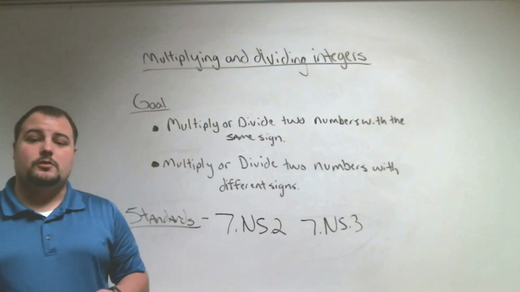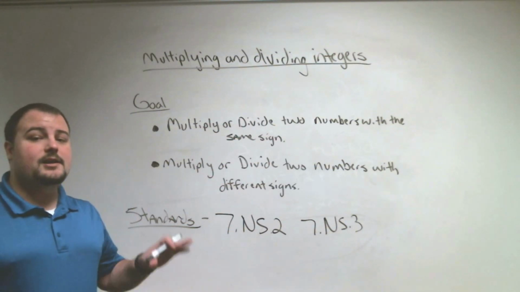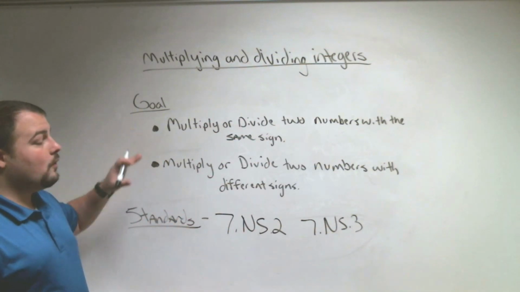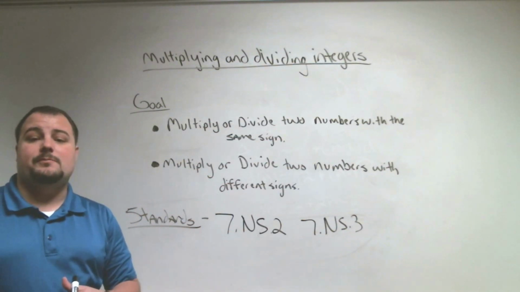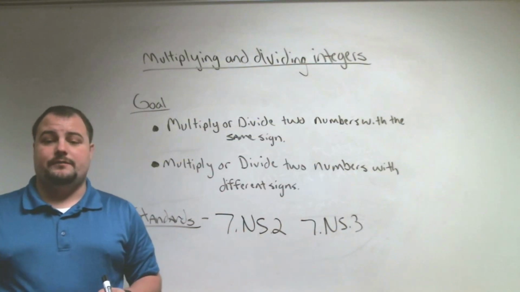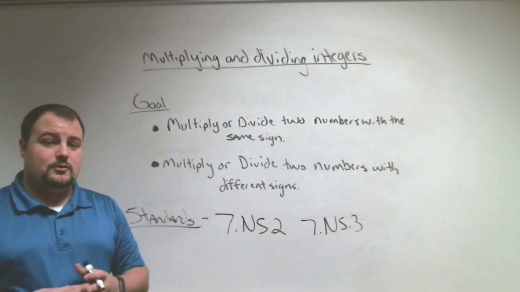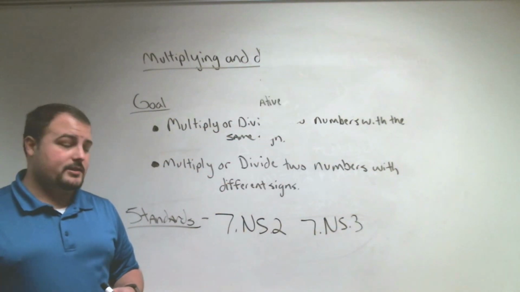I'm just posting this video real quick to give you a synopsis of how to multiply and divide integers. So our goal for this lesson is to be able to multiply numbers with the same sign or divide them, and to multiply or divide numbers with different signs. This should be a fairly quick lesson. We just got to make sure that we understand our two goals that we talked about in class yesterday.